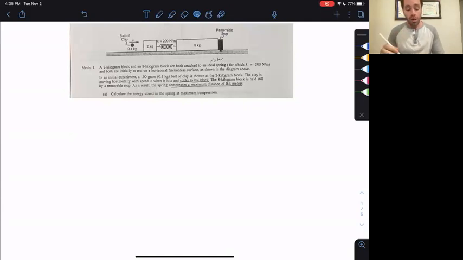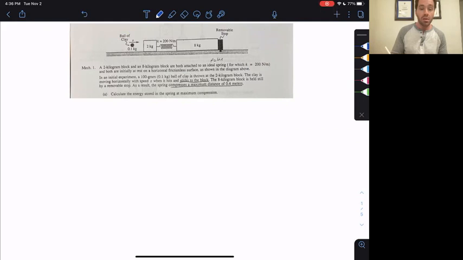A 2-kilogram block and an 8-kilogram block are both attached to an ideal spring for which the spring stiffness constant is 200 newtons per meter, and both are initially at rest on a horizontal frictionless surface. That's going to be important, as shown in the diagram above. In an initial experiment, a 100-gram ball of clay, that's right here, is thrown at the 2-kilogram block. The clay is moving horizontally with speed v, unknown as of now, when it hits and sticks to the block. That will be important as well.